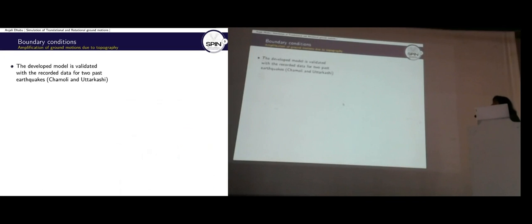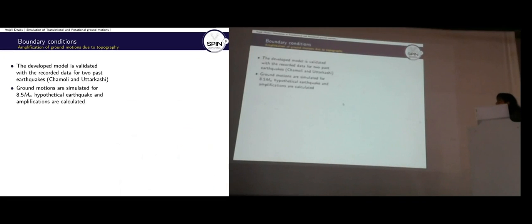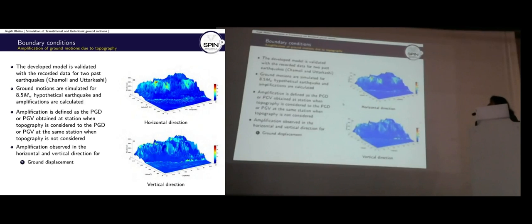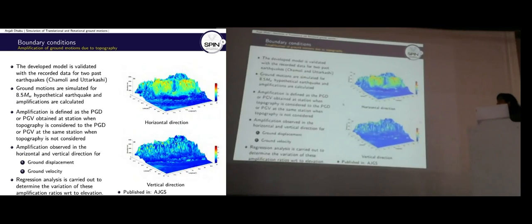Once the model was developed, it was validated for 2 past earthquakes. And then we calculated the amplifications for a hypothetical earthquake of 8.5 magnitude. The amplifications were defined as the peak ground displacement or velocity at the topographic level to the PGD or PGV at the same station when topography is not considered. And these are the types of amplifications that we obtained for displacement and velocity. And regression analysis was also carried out where the equations can be used for some type of future earthquake.